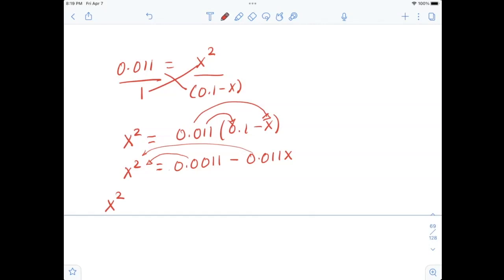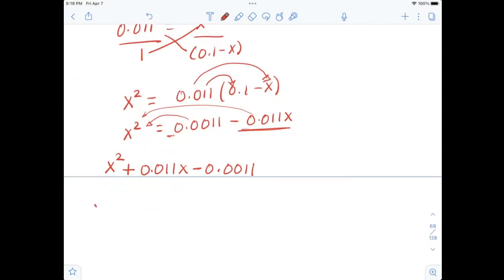And I'm going to write this equation so it fits the quadratic equation form. x squared. This moves over first and becomes positive 0.011x. And then this moves over last and becomes negative because it's positive here, right? So negative 0.0011. This equation now fits the quadratic form.